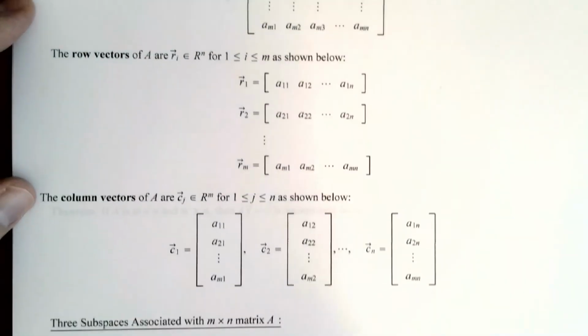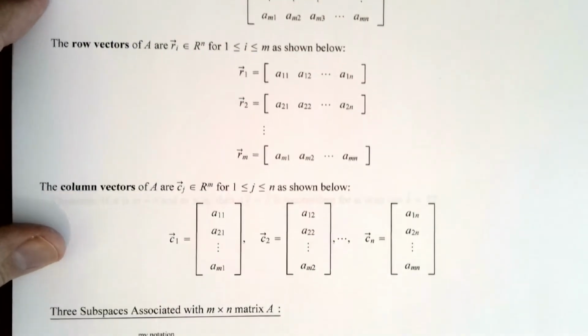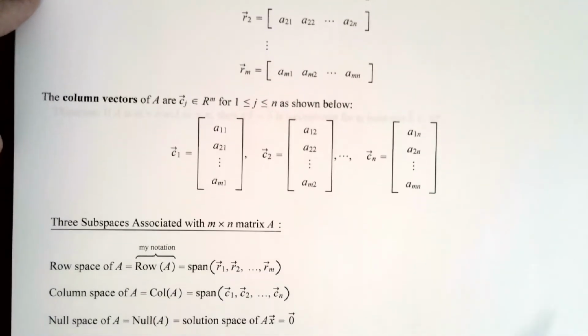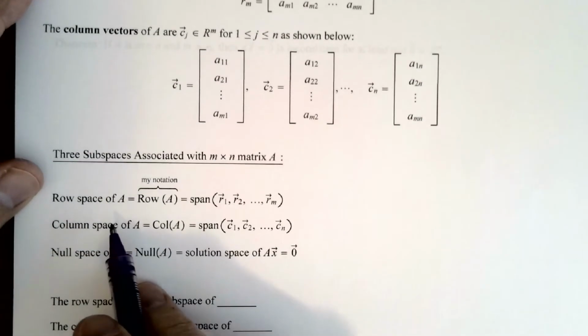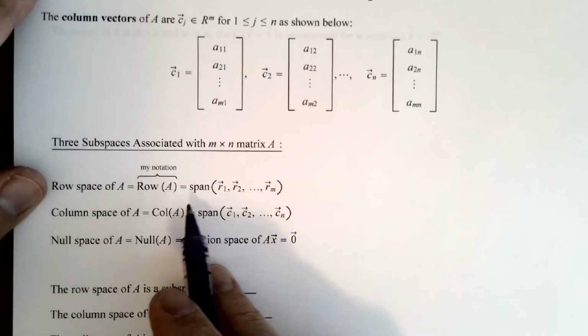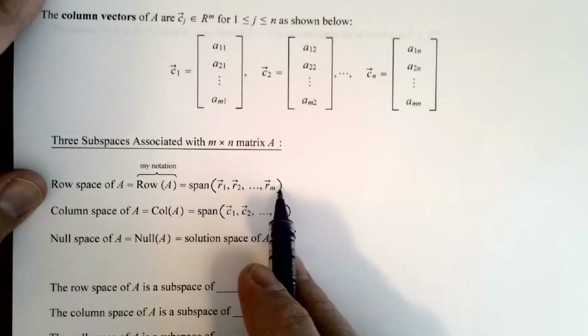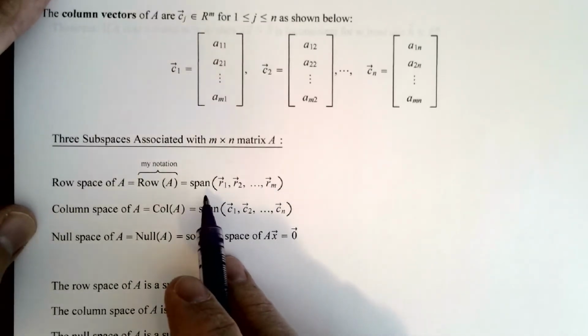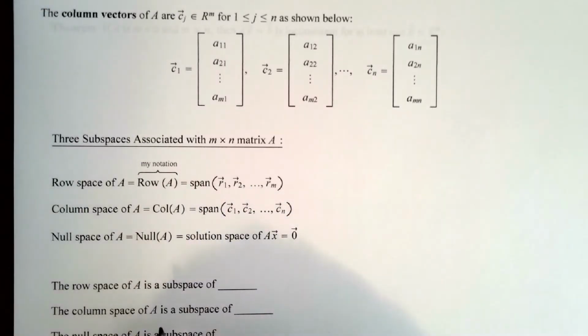Okay, so with that, breaking down the rows and columns of A, we're now ready to talk about three subspaces associated with any m by n matrix. The first is the row space of A. My notation for the row space of A, sometimes I'll do this shorthand, row of A. It's the span of the rows of the matrix A. If you remember the very beginning, when we talked about subspaces, we proved that the span of any set of vectors forms a subspace of the corresponding vector space.